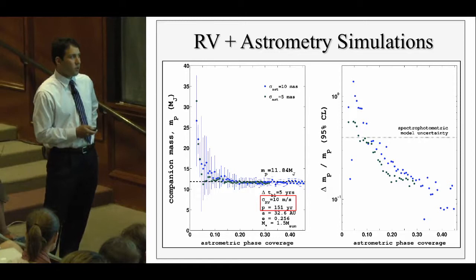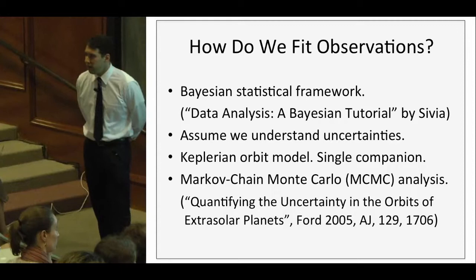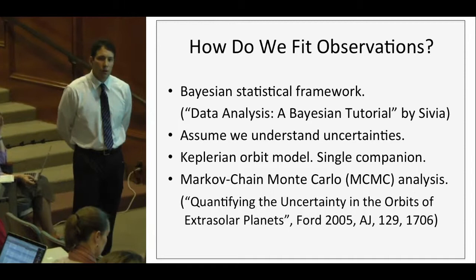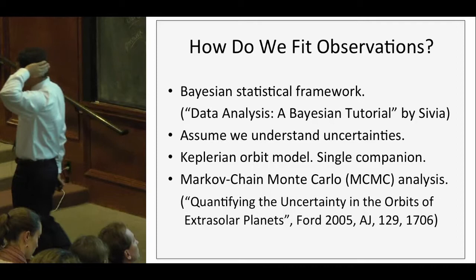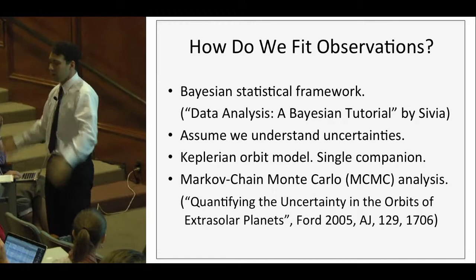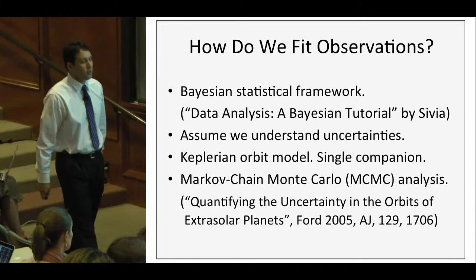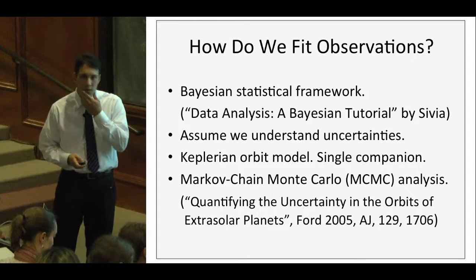And so how do we actually fit these observations in a self-consistent way? Well, we nominally use Bayesian analysis. How many people have used Bayesian statistics, this framework, before? Okay, so you start with Bayes' theorem, which you can derive in two lines of algebra, just starting from logic. I recommend that you buy this book, A Bayesian Tutorial by Sivia. It's a great book and explains a lot of the big picture, but also the idiosyncrasies associated with doing Bayesian analysis. And we assume that we understand the uncertainties.